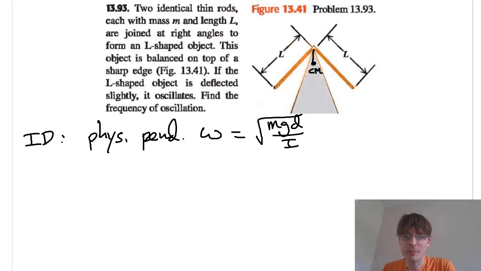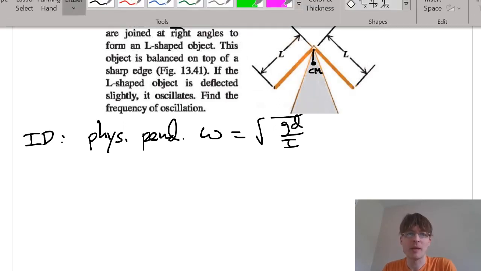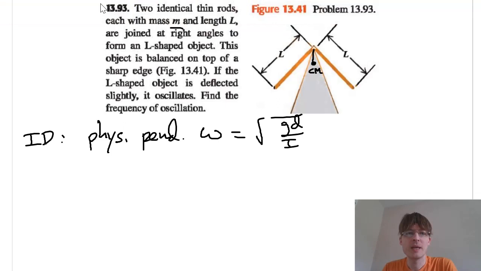Now, I got to be really careful because m is the total mass of the object. They've chosen m already as the mass of each rod. So I better be careful and not call that little m, but give it a better name like maybe capital M, indicating it's the total mass of the whole thing.